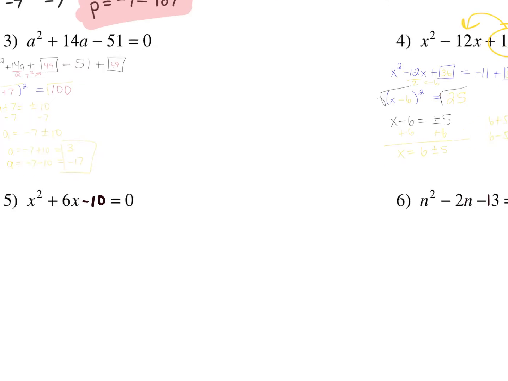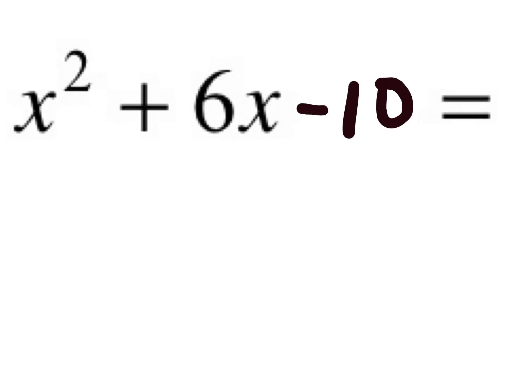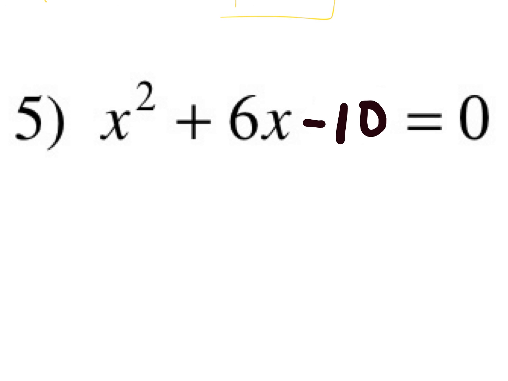Good job. Two more. You guys have these changes on your notes, right? Yours says minus 10. All right. This one's not going to be pretty. If you just look at this, are there factors of negative 10 that multiply to give you negative 10, but add to give you 6? No. So let's complete the square.